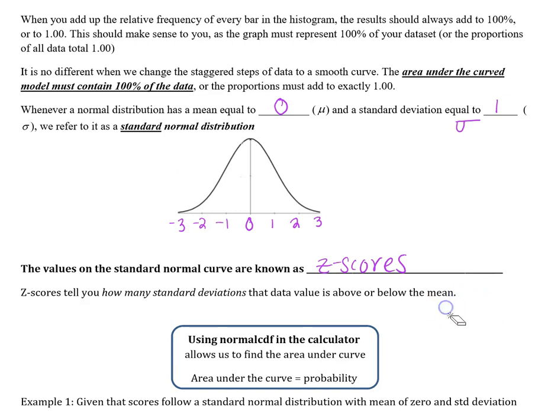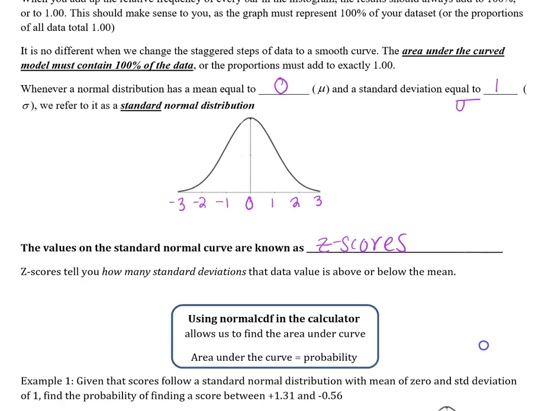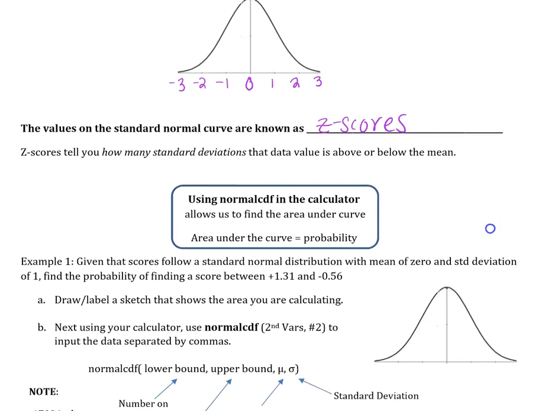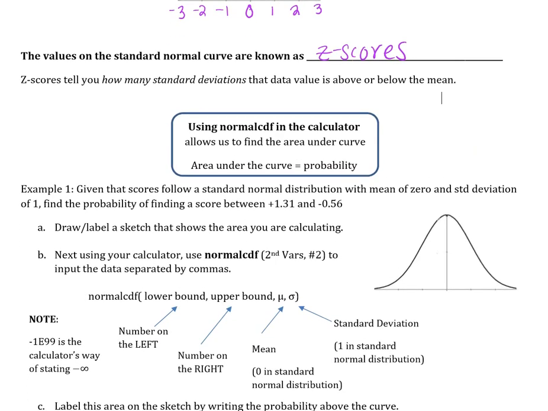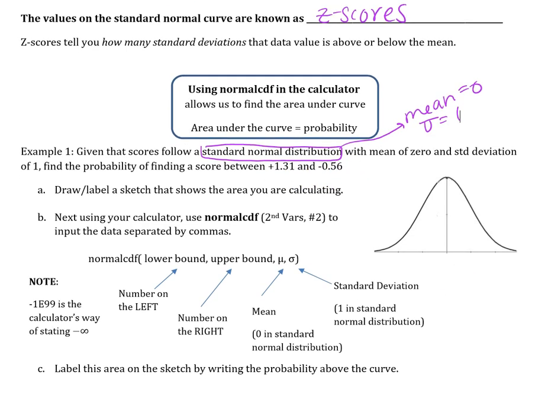So we're going to use our calculators today to help us find the area under the curve. And the area under the curve is going to always equal our probability. So let's say we have scores that follow a standard normal distribution. So that means the mean is 0. Standard deviation is 1, which I go on to say here, but I'm just writing it again. Find the probability of finding a score between 1.31 and -0.56. So essentially, what I'm going to do is find the area under the curve between those values.